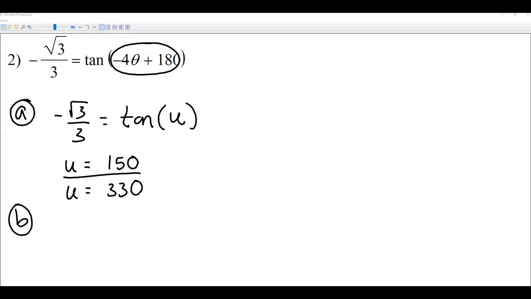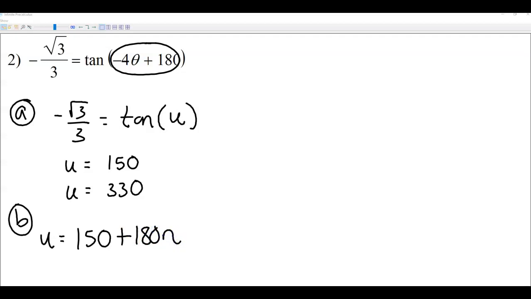Oops, I erased too much. I'm going to go with the smaller one. I'm just going to pick the 150. That's one difference, is you only have to have one of them. The other difference is that instead of adding 360, we add 180 to it. So that's the end of step B.